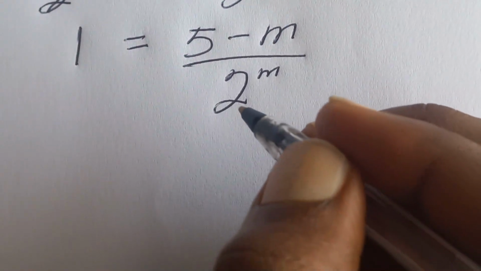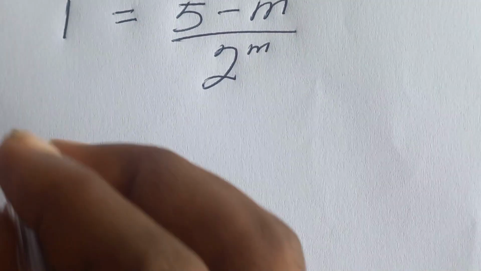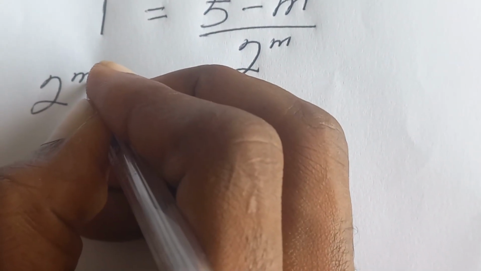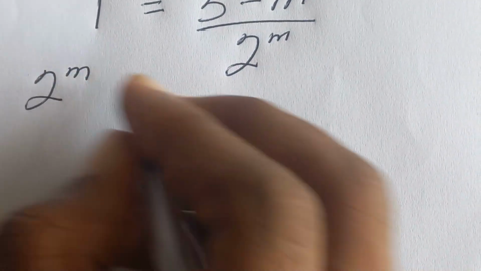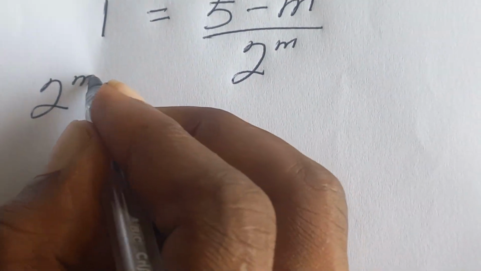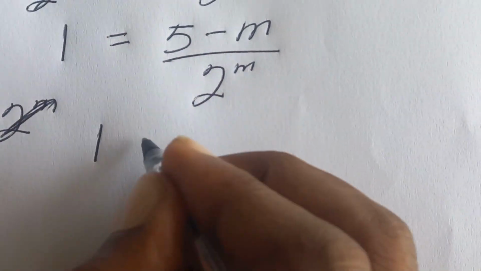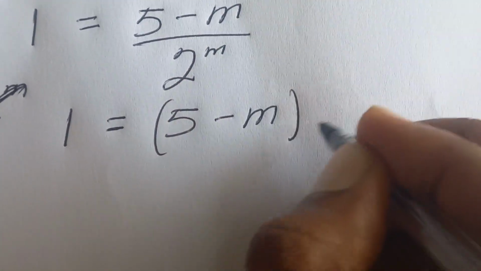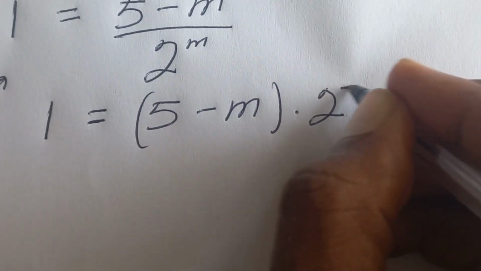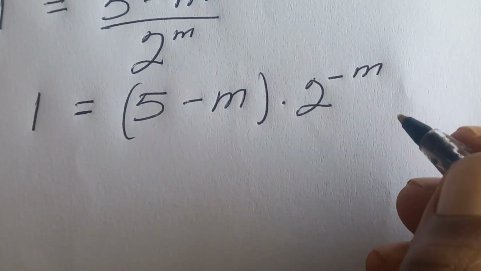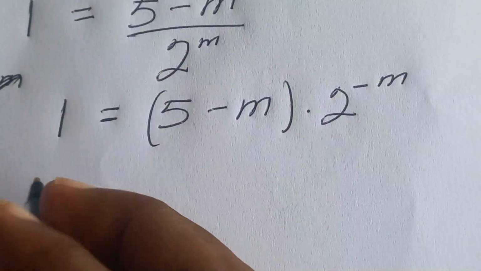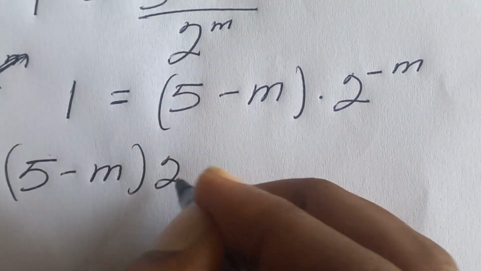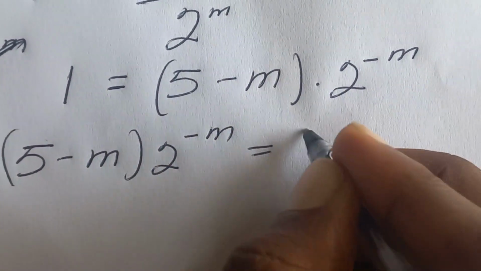Okay, so here we are going to get 2 exponent m. So this 1 is equal to 5 minus m into bracket multiply by 2 exponent negative m, like this. So let us arrange this again. So it will be 5 minus m bracket 2 exponent negative m is equal to 1.